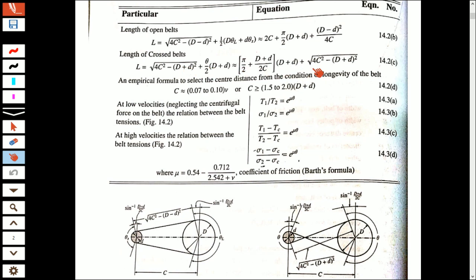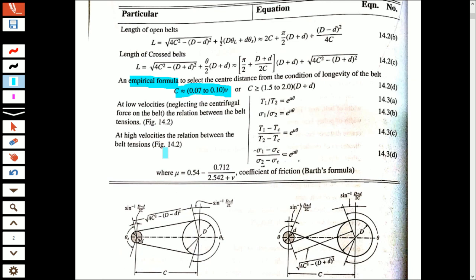Suppose there can be a question in which they will give the velocity and they will not give you the center distance. If the center distance is not provided, you are supposed to assume that. And if you have the velocity with you, you can use this empirical formula for the calculation of center distance, provided you have the velocity. This is one possibility you have.